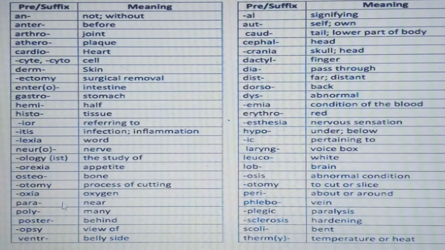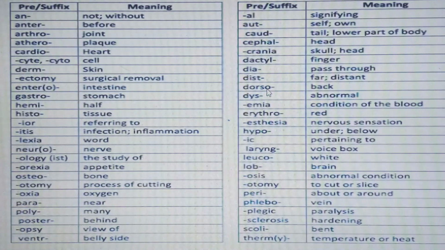Para has to do with near, so we can have paranephric fat, near the kidney. Peri means around, so para has to do with around or parallel to it. Poly means many. Post means behind, so posterior has to do with behind. Scopy, as in colonoscopy. Ventral is the belly aspect. So these are areas that you have to actually know. Ortho has to do with straight, caudal with the tail region, cephalic with the head, cranial with the skull, and dactyl with the fingers.